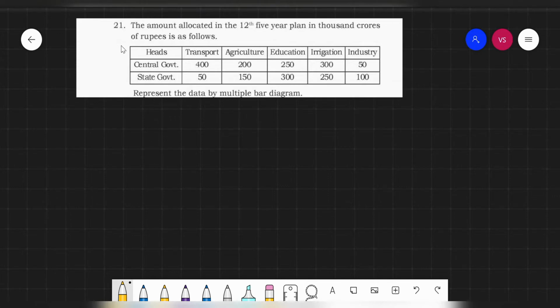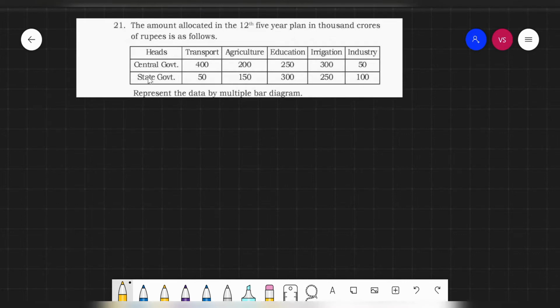I'll read the data to you, and based on that data, let's do the representation. The amount allocated in the 12th five-year plan in 1000 crores of rupees is as follows. They have different heads: transport, agriculture, education, irrigation, industry. Central government allocation for transport is 400, for agriculture it is 200, for education it is 250,000 crores, students. Okay, irrigation 300,000 crores, industry 50,000 crores.